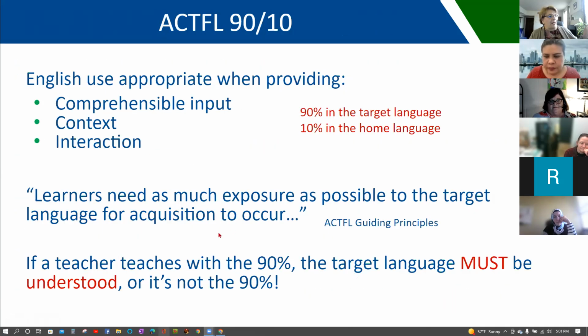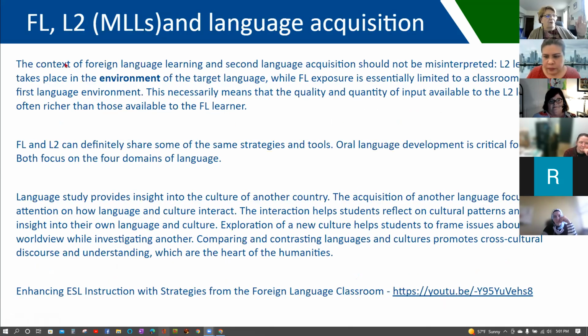Then I put some notes about first foreign language, or foreign language and second language, and how they're the same and different. There's a wonderful video link at the bottom here that you can go and watch on your own, that talks about how we can work with our foreign language teachers and use some ideas from each other, so we don't have to be siloed. It's a really great video.